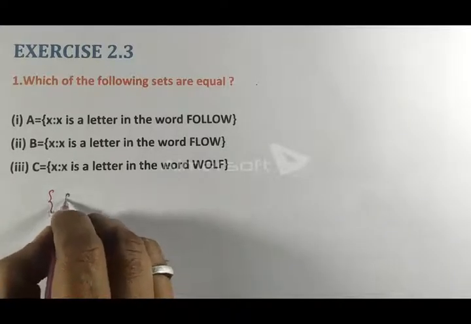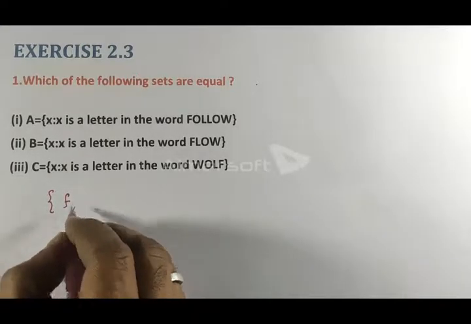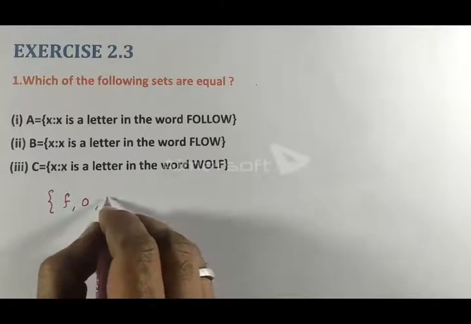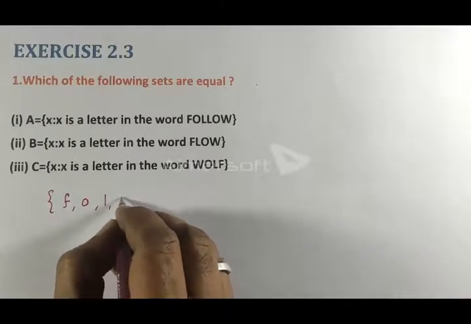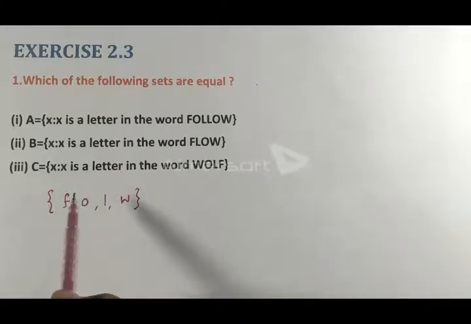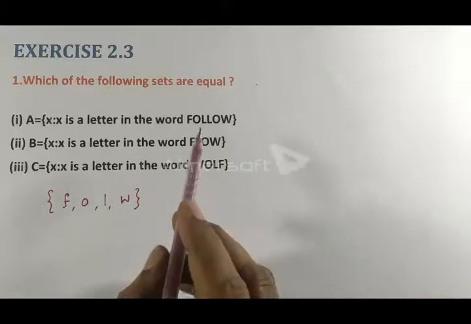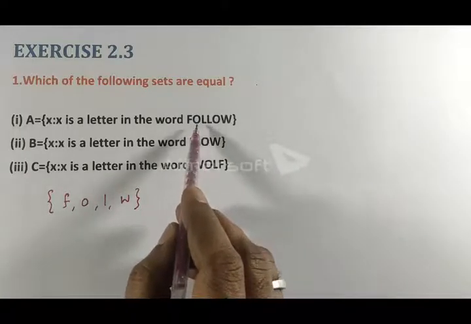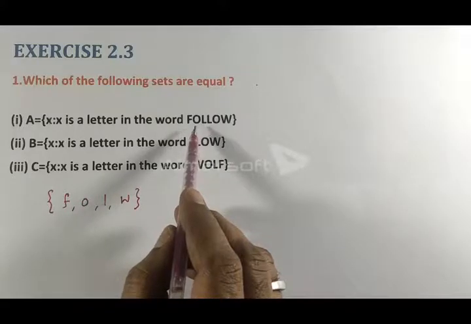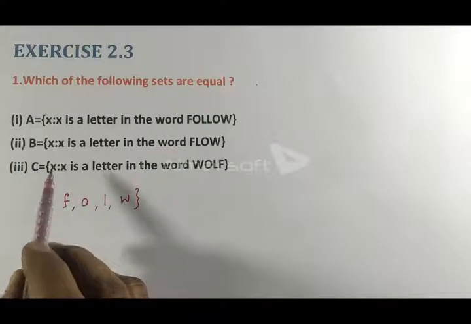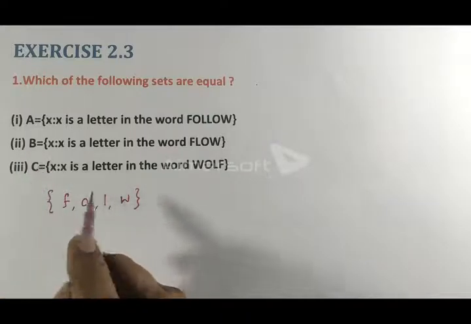F, O, L, W. Okay, this is the roster form. I have not repeated the letter L and the letter O. Next, B. I will write the roster form of set B.